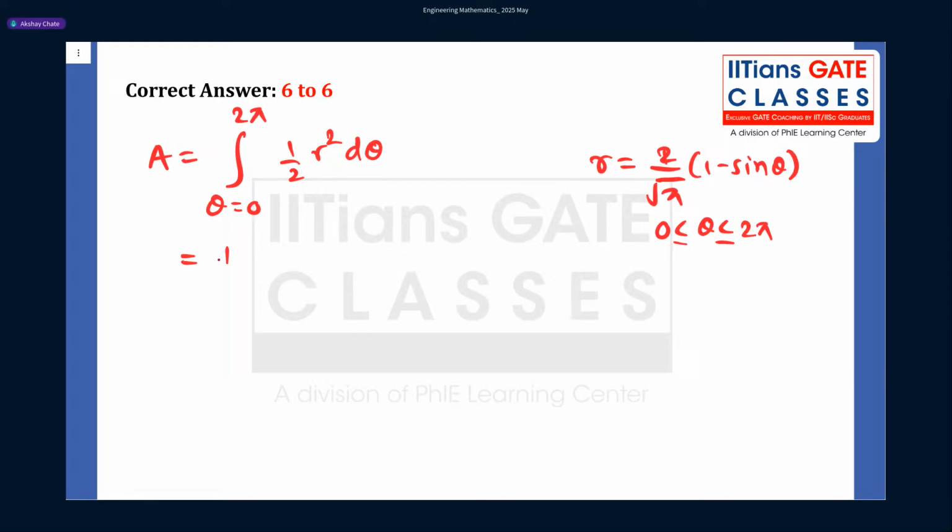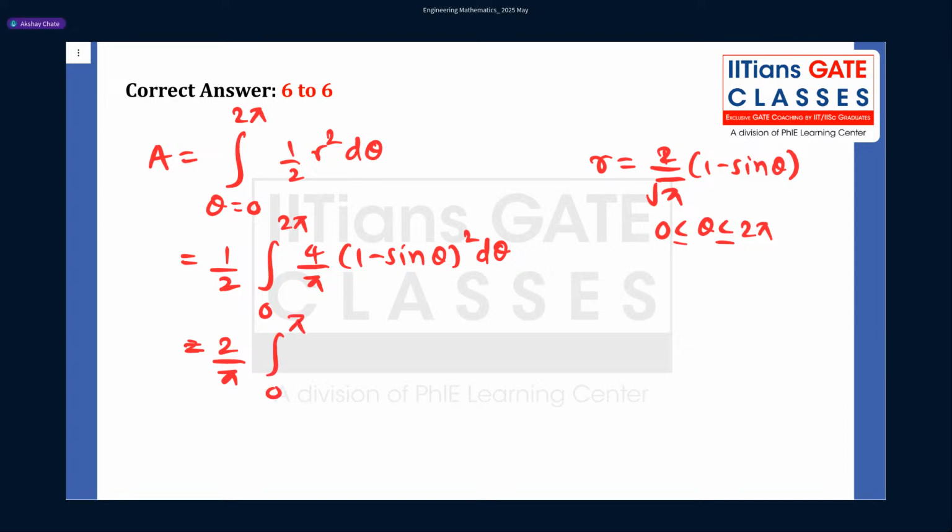Now everything is in front of you. 1 by 2 comes out of the integral sign, and r square will be 4 by pi times 1 minus sine theta whole square d theta. 4 by pi also is a constant, comes out, so it becomes 2 by pi outside. You have 0 to 2 pi, and then you have to integrate this square. So 1 minus sine theta whole square, you can do the expansion. So it will be 1 plus sine square theta minus 2 sine theta, d theta.